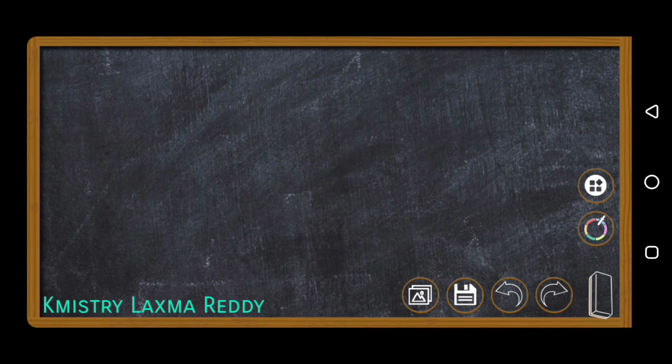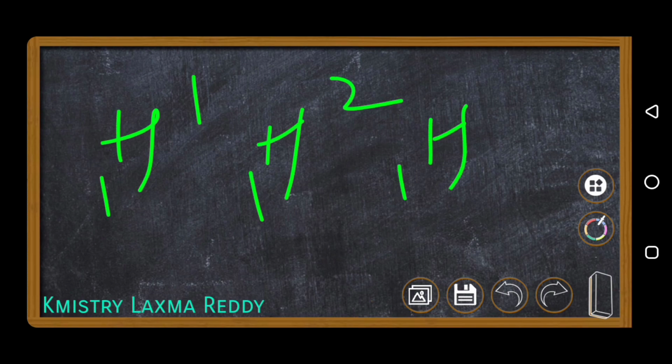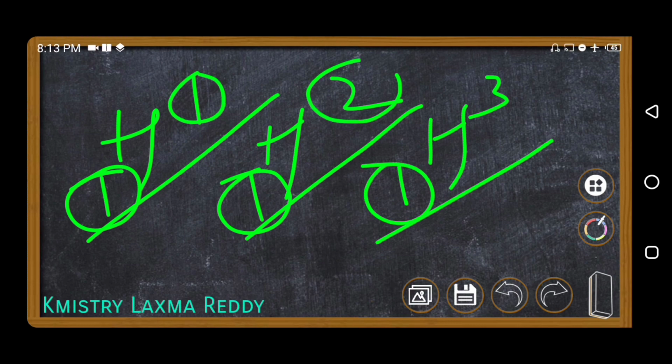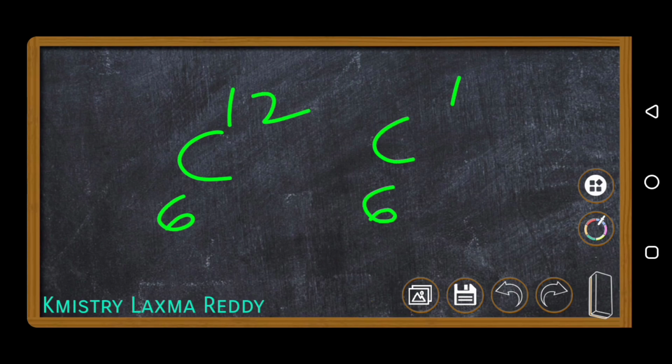Example, 1H1, 1H2, 1H3. Atomic number same, mass numbers different. Carbon 6C12, 6C14, you can say.